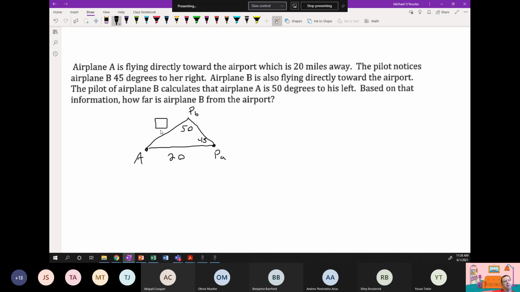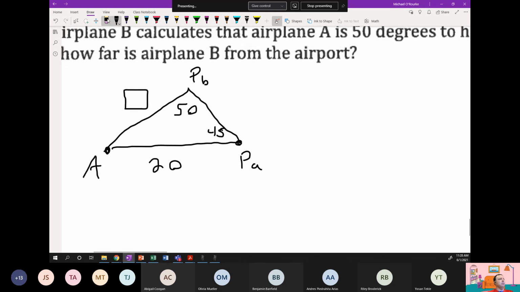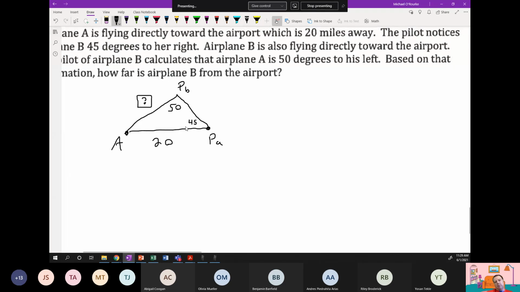Does that make sense of how I drew that diagram there? How I built that? Did anyone try to go ahead and build it themselves? Okay. Does that make sense how I built it? Yes, no? Thoroughly confused? Make some sense? All right.